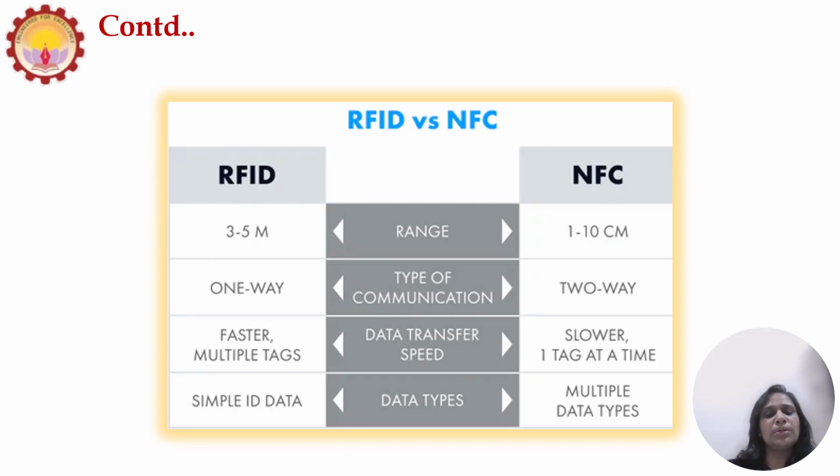When we talk about the data type, simple ID data is used in RFID, whereas in NFC multiple data types are used. So this is all about RFID and NFC. Now we will talk about ZigBee.